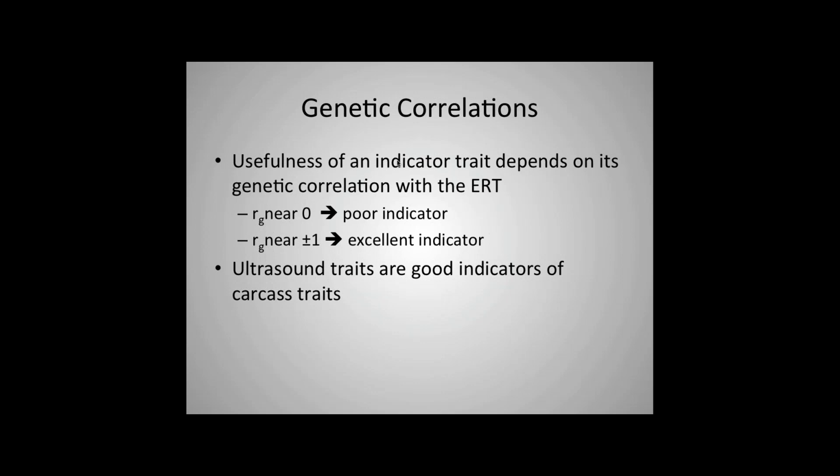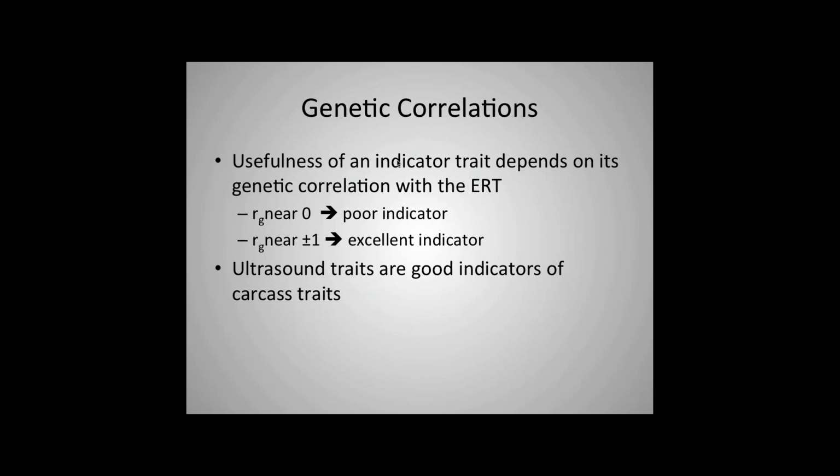And with ultrasound, the folks doing the research at Iowa State at the very beginning of this found that ultrasound traits are very good indicators of carcass traits, and that they have a moderate to high genetic correlation.